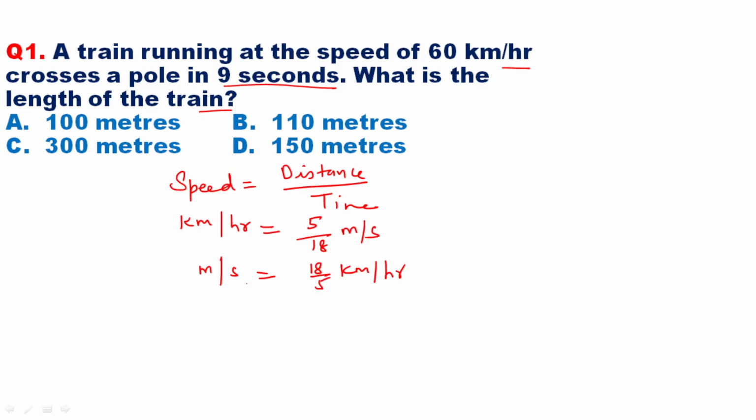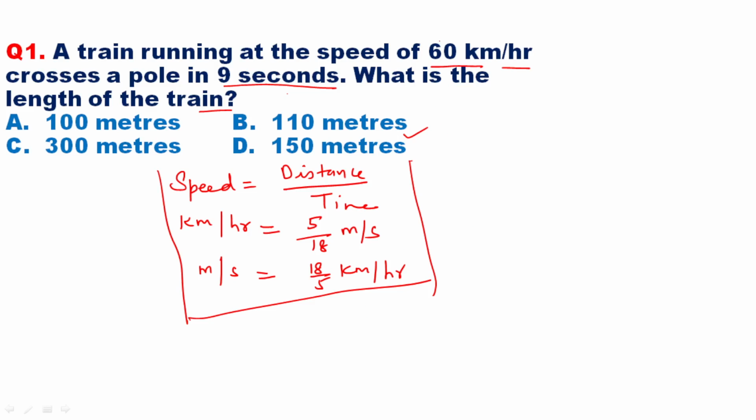Why am I saying all these things? Because speed is generally given in kilometer per hour, time is given in seconds, and distance, or the length of the train, is in meters. So we need to convert very frequently from kilometer per hour to meter per second, or from meter per second to kilometer per hour. At that point we will be utilizing this conversion chart. Fine. Now let us solve the question.